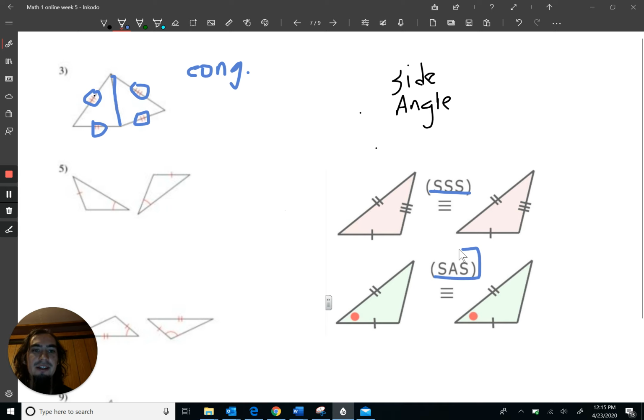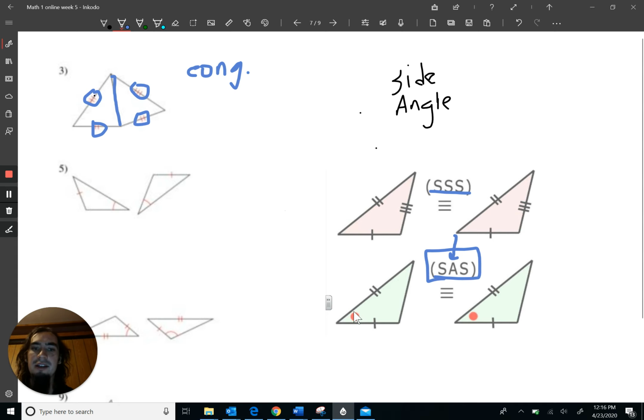Side angle side. Side angle side is very similar. We're going to look at two sides. And I want you to notice that the letter A is in the middle. It's not on the outsides, it's in the middle. So we're looking for an angle that's between the two sides. So if here's a side and here's a side, I'm looking for the angle right in between. So that's what this picture is showing you.